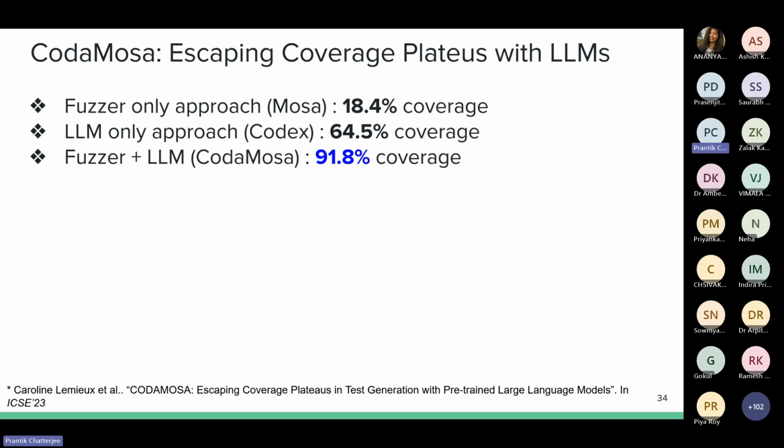One interesting thing you can notice here is that if you simply add up these two numbers, 64.5% and 18.4%, they are still lesser than the effect that you get by using these two together. So there is a synergy between these two tools, a fuzzer and an LLM. Essentially, if you fuzz the inputs provided by the LLM, then you will be able to gain much more insight into the behavior of the program. So this was one approach where you use LLMs in addition with fuzzers.